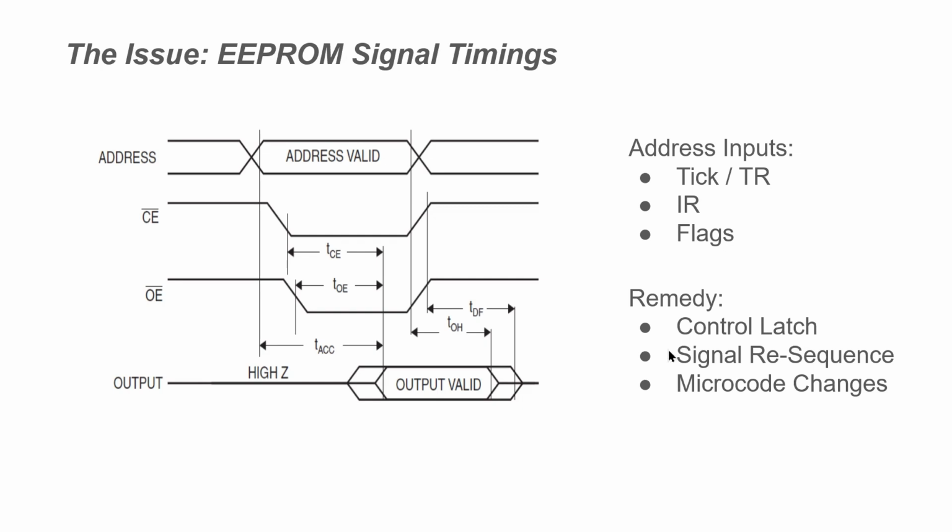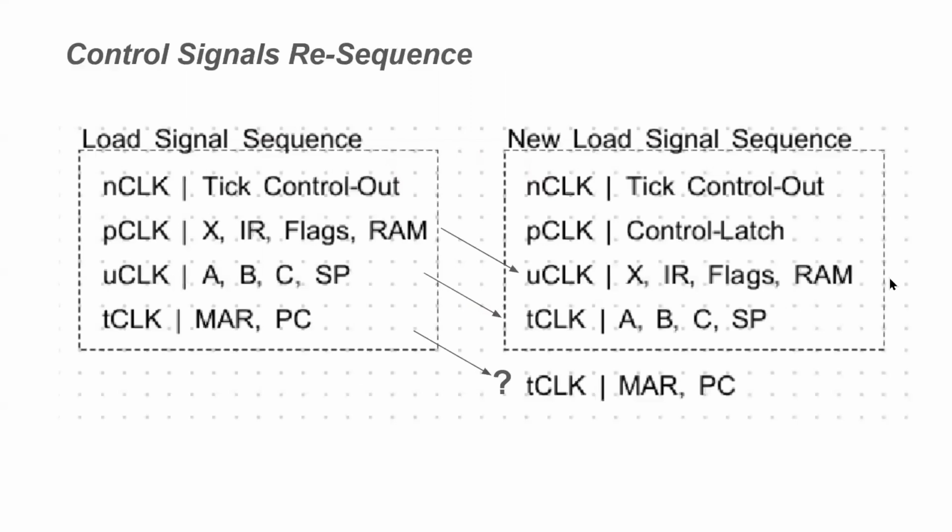We're also going to need to resequence our clock signals, the NOT clock, P clock, U clock, and T clock. We'll see how we're going to do that in a minute. And we're also going to have microcode changes, and we'll look at all these three things in the next few slides. Okay, so these are our control signals, right? Not clock, P clock, U clock, and T clock.